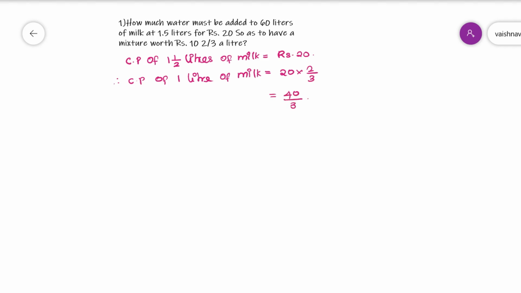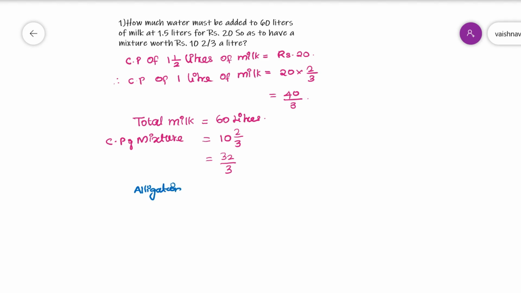2/3 is nothing but I have rearranged the mixed fraction and made it as 2/3. So total milk is 60 liters. So this mixture I am selling it for 10/3. When you rearrange it, you will get 32/3. So this is the cost price of the mixture we know, and the cost price of the milk we know, and the cost price of water is 0.